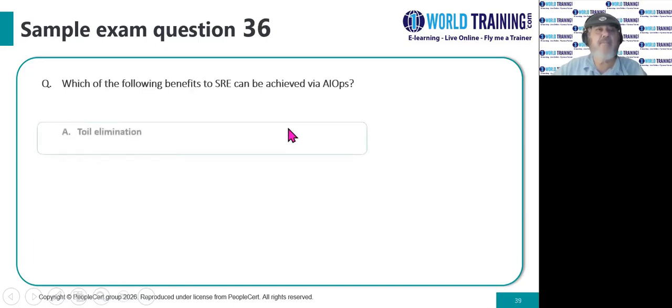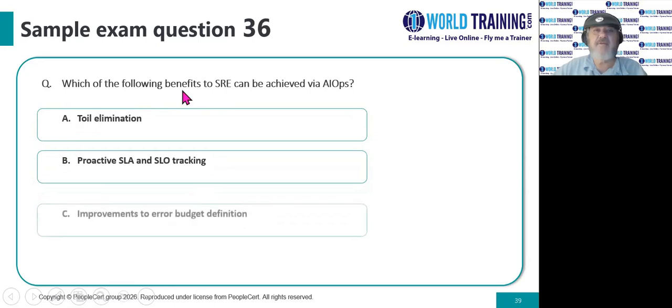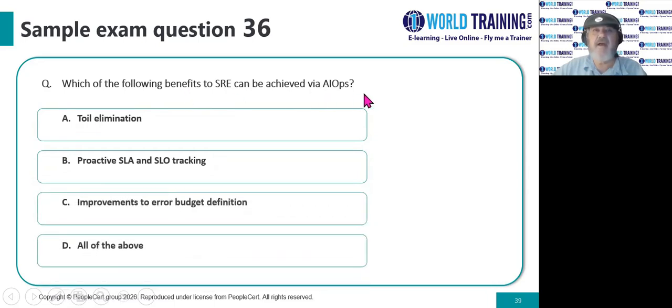Yeah. Which of the following benefits to SRE can be achieved with AIOps? Toil elimination, well, potentially. Proactive SLA and SLO tracking, possibly. Improvements to error budgets, possibly. Okay, so I think D, all of the above.